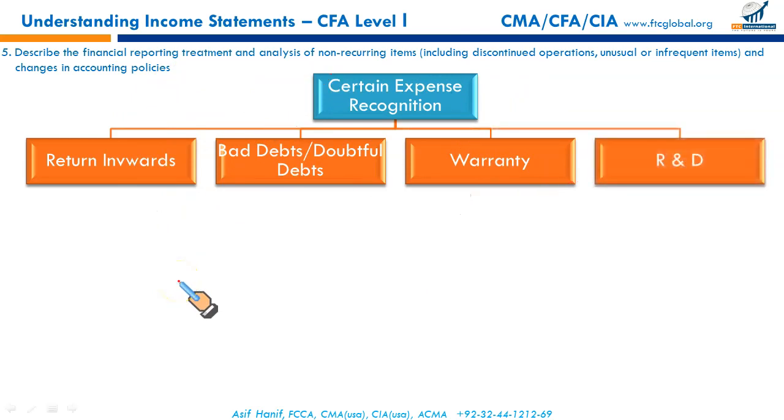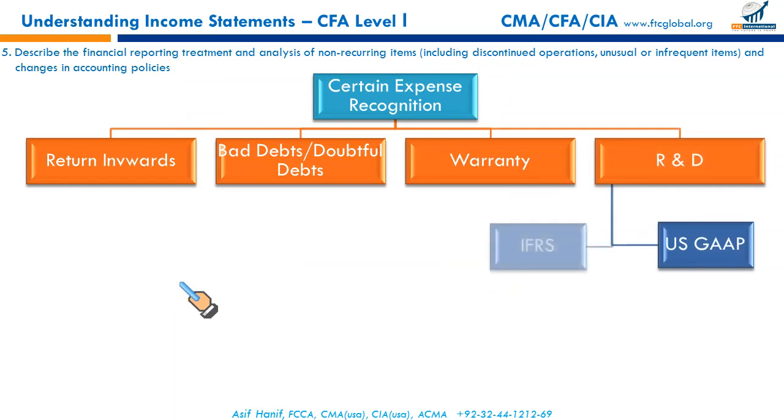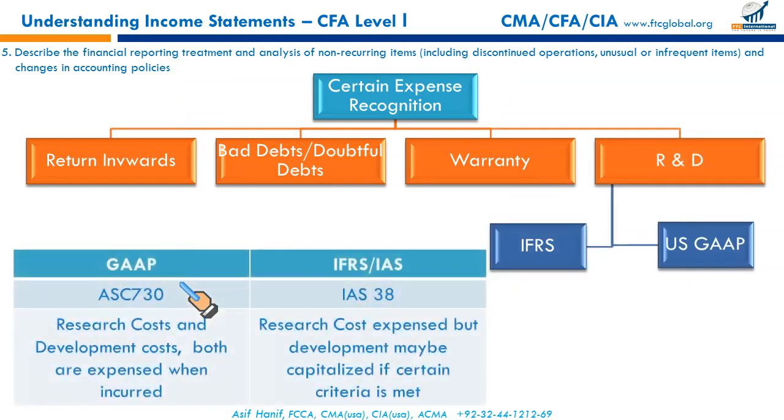Then research and development cost. There are two separate treatments. The research and development cost under US GAAP, both of these expenses are expensed when incurred. Research cost is incurred specifically to gain some new knowledge. Once that knowledge has been obtained, developing it into a viable product is called development. I don't want to go into detail. It's a separate standard. We'll waste our time.